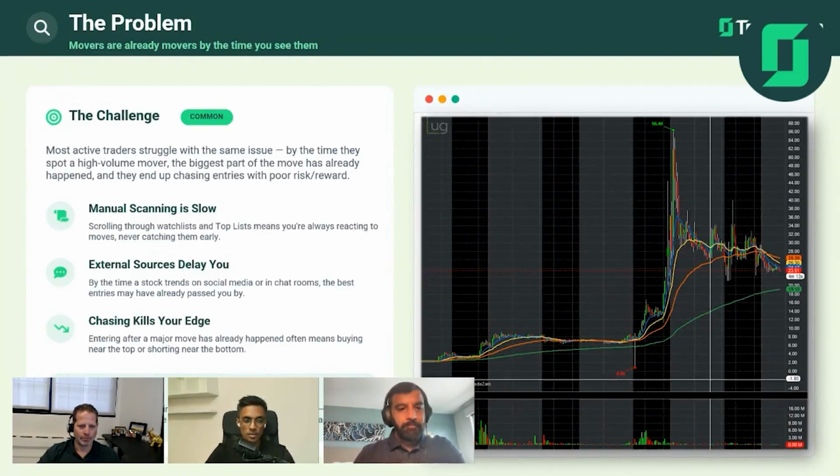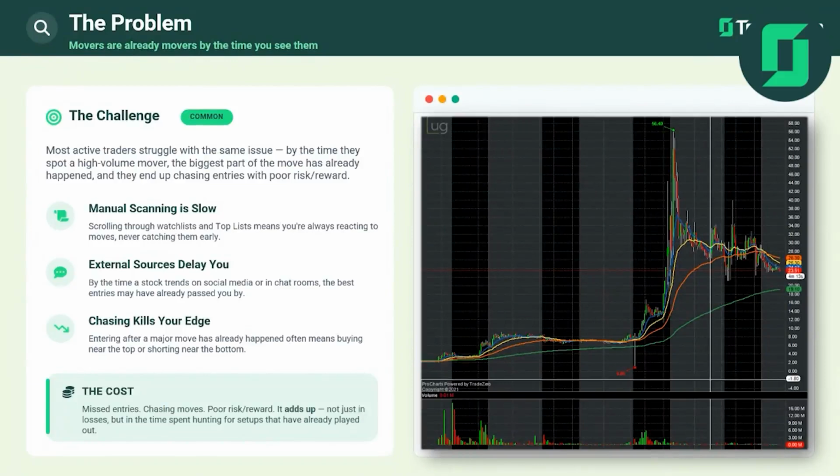What can we do in terms of the data points we give you at TradeZero to help you make decisions and catch the first leg? That's the first issue we face. In terms of external sources, yes, you have third-party scanners that we've spoken about, yes, you have Discord chats, chat rooms, you have Twitter.